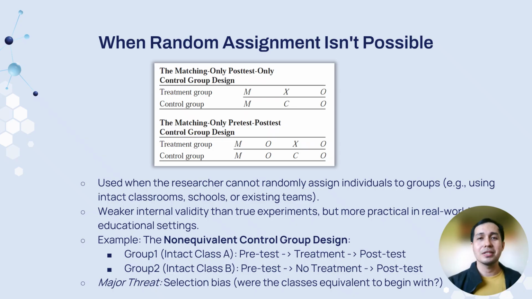The most common is the non-equivalent control group design. It looks like the pre-test post-test design, but crucially, it lacks the R for random assignment. You use pre-existing intact groups like Class A or Class B. The major threat here is selection bias. Were the two classes equivalent to begin with? The pre-test is absolutely essential here to assess how similar the groups were before the treatment.